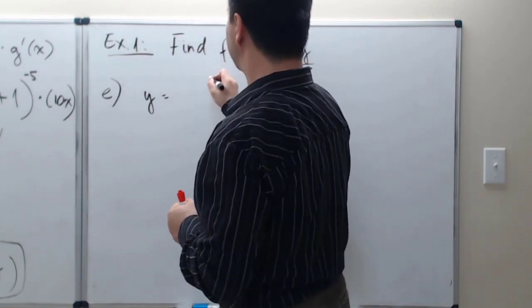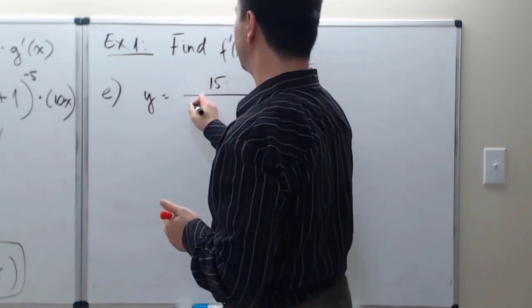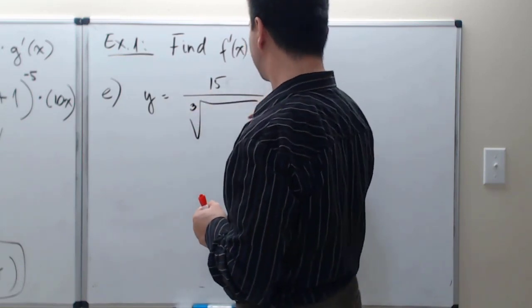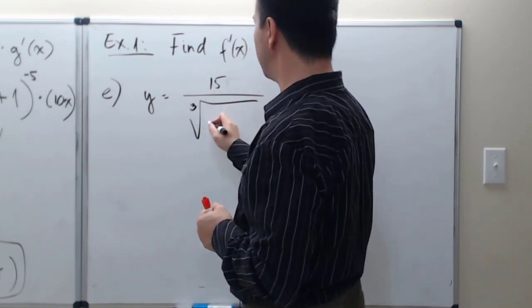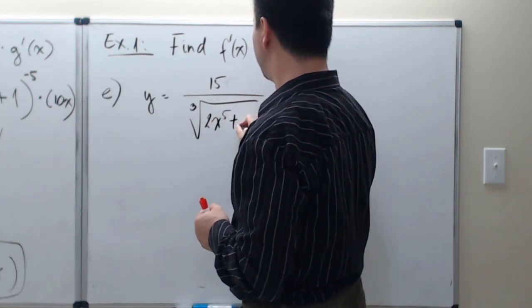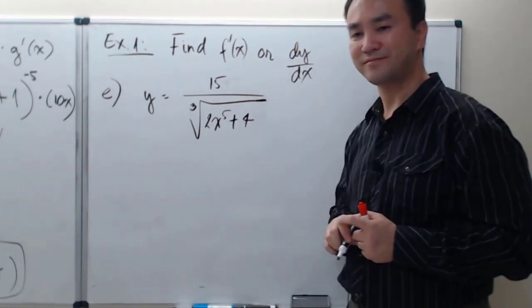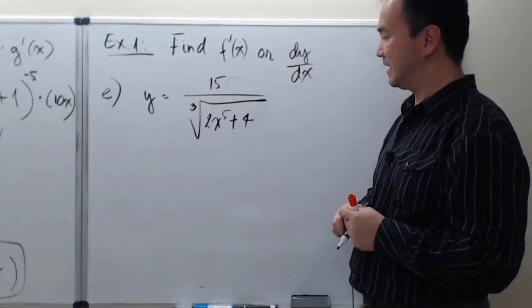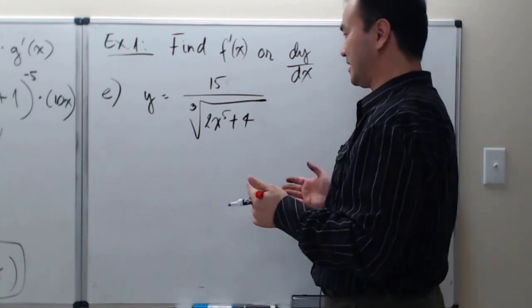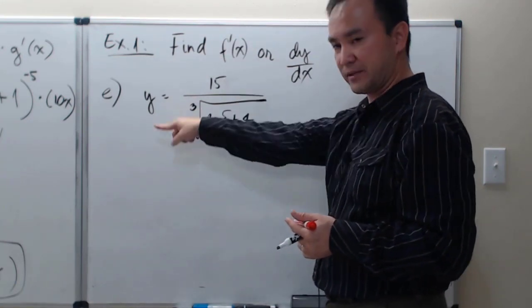How about 15 over cube roots of, inside of that cube root, how about 2x to the 5th plus 4. Okay, that's fair enough. 2x to the 5th plus 4. All right, so there we go. We have a function. And once again, let's apply the chain rule to find the derivative of something like this.